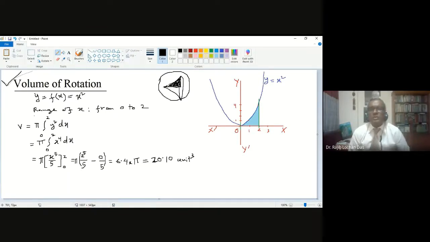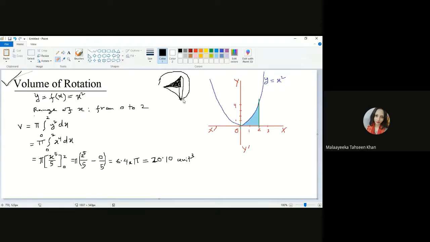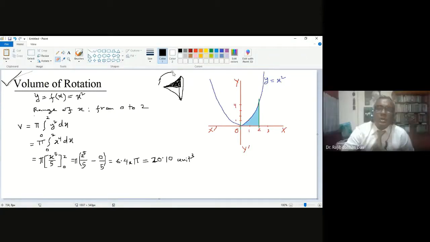Is it okay? Do you understand now? Yes, sir. Sir, why do we need the range from 0 to 2? It is not why we need, it is as given in the question.